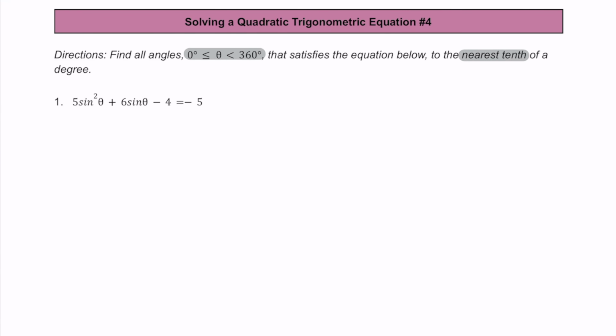To get started, I'm just going to start by rewriting the equation. So we have 5 multiplied by sine squared of theta, plus we have 6 times sine of theta, and then we're going to take away 4. And this is going to be equal to -5.